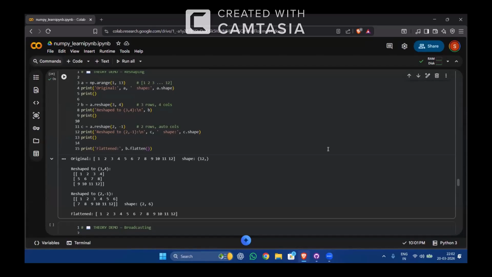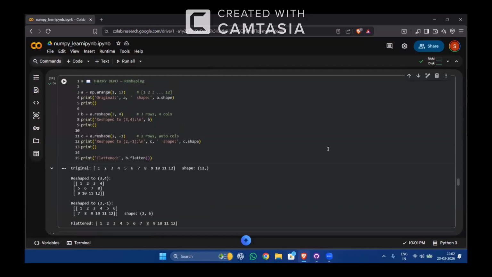Can you please explain the 2 comma -1? See, suppose you have an array, and you don't know how many elements are there in it, but anyway you have to convert it into 2 rows. Then how will you specify it? We know how many rows, but we don't know how many columns, right? In that unknown case, you can specify the column as -1.